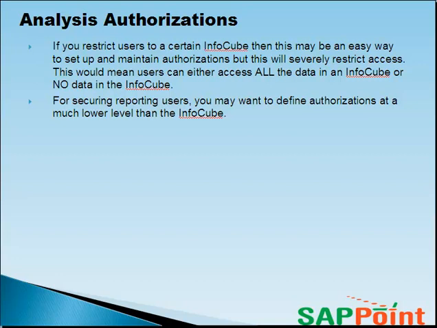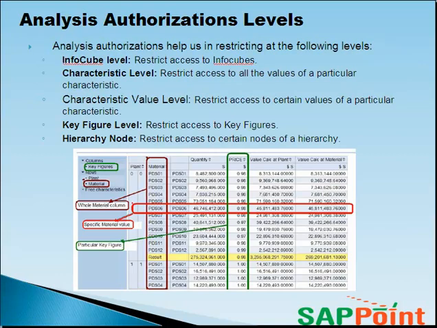So for reporting purposes, you may want to define authorizations at a much lower level than the info cube, and that is where analysis authorization is helpful. Now let us look at the authorization levels. For reporting users, we need to define authorizations at a much lower level than info cube, that is the info object level. So if you want to, let's say, restrict access at a company code level, you'll have to make the company code characteristic or info object as authorization relevant and use it as a field.